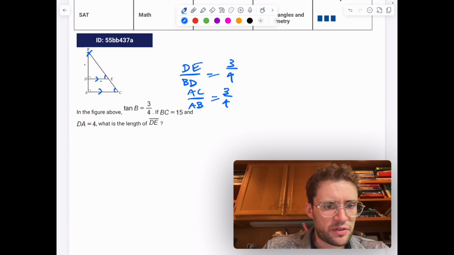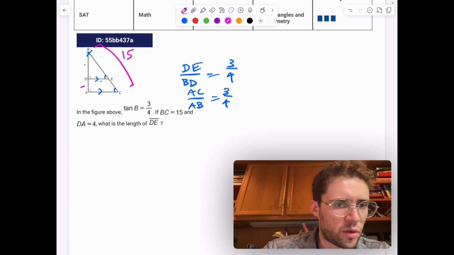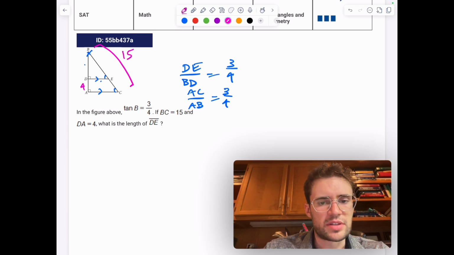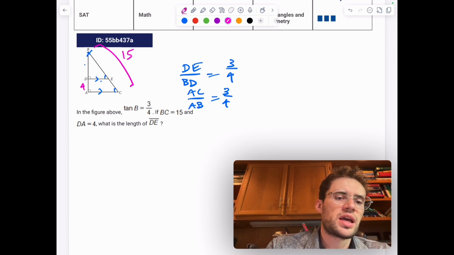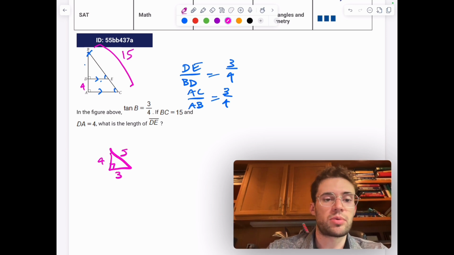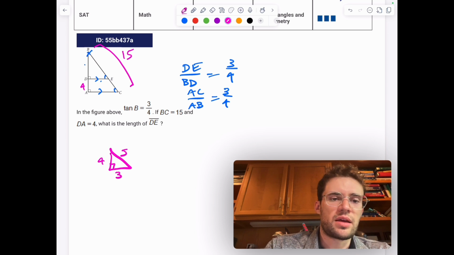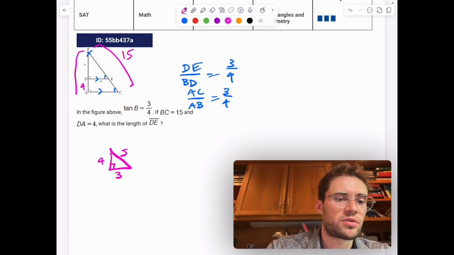If BC equals 15 and DA is 4, so this entire side here is 15, and DA down here is 4, what is the length of DE? All right, well, the other thing that we can realize, if it's 3 and 4, that means it's basically a scaled up 3, 4, 5 right triangle. That's another Pythagorean triple. So if the long side is 15, that means it's 5 times 3, so you scale that up by a factor of 3.